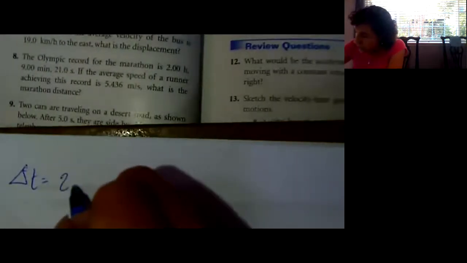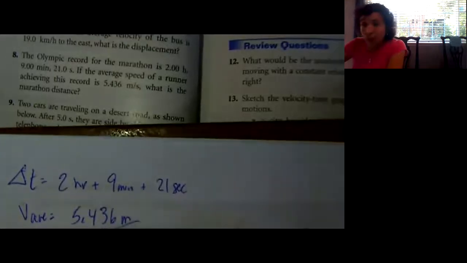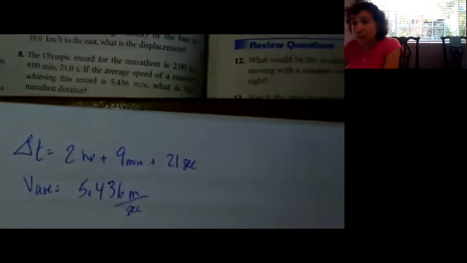You guys can see, so I'm going to see if I can push the book up. There we go. So what do we have here? We know that the total time is 2 hours, 9 minutes and 21 seconds. I'm going to leave off the significant figures for space. And then they gave us that the V average is 5.436 meters per second. You'll find that I put the word sec instead of S because my S's look like 5s. It's very confusing, so I finally decided to just put sec.